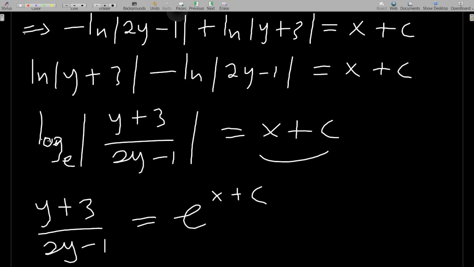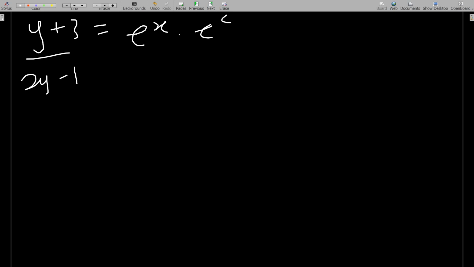So I have y plus 3 over 2y minus 1 equals e to the x times e to the c, and then e to the c is still a constant, okay. C is a constant, so e to the c will give me a number which is a constant as well. So I have times some a. So quickly I erase this and write it as a e to the x, okay. I hope you get this. So a e to the x, and then when I multiply through by the denominator, I have y plus 3.